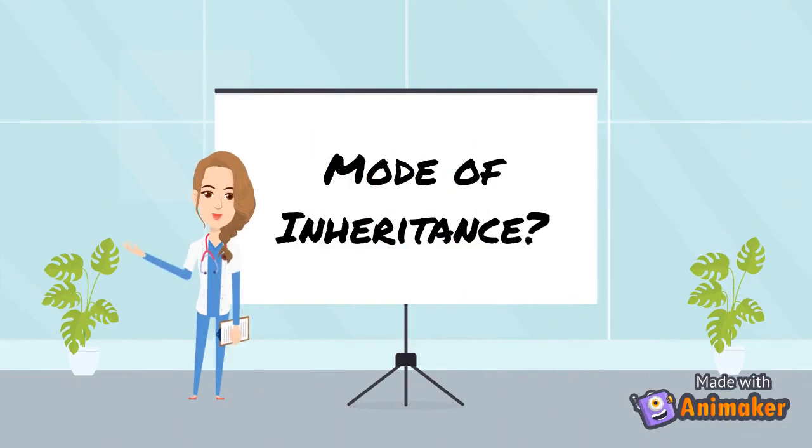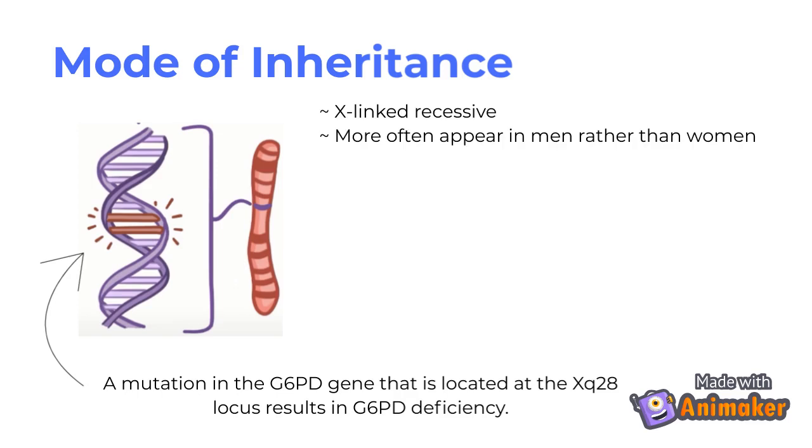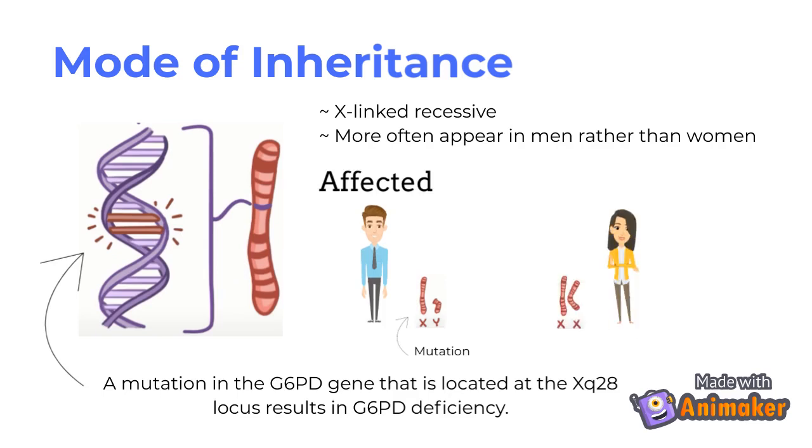The mode of inheritance. A mutation in the G6PD gene that is located at the Xq28 locus results in G6PD deficiency. G6PD deficiency is inherited in an X-linked recessive manner. Hence, G6PD deficiency is much more common in males who only have one X chromosome, while females have a lower risk of getting this disease due to the presence of two X chromosomes.